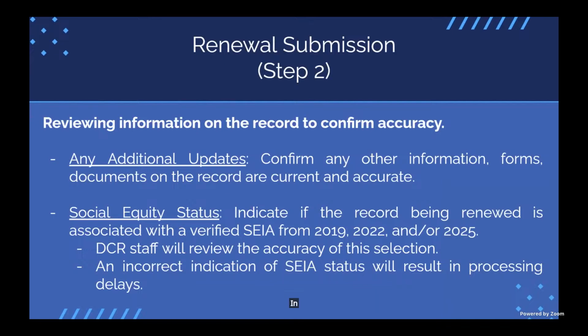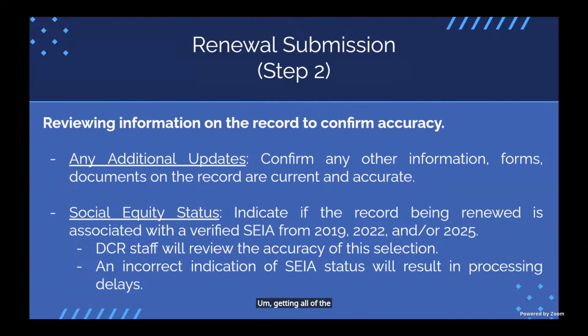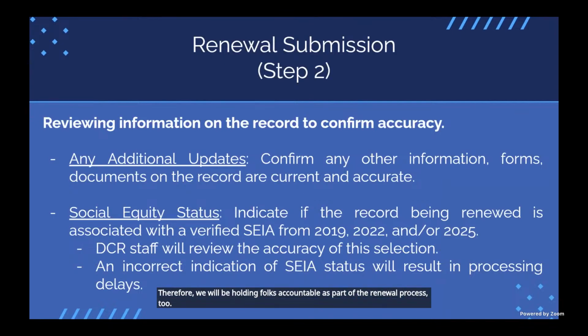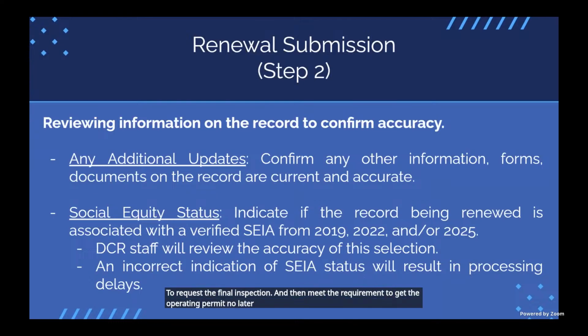In lieu of requiring businesses to shut down, we did work with the mayor and city council to extend the performance period to allow for folks to demonstrate that they were making progress towards getting all of the necessary permits to get their operating permit. Therefore, we will be holding folks accountable as part of the renewal process to make progress towards getting all of the necessary permits to request the final inspection and then meet the requirement to get the operating permit no later than 2031.